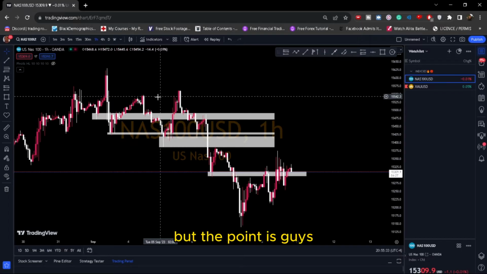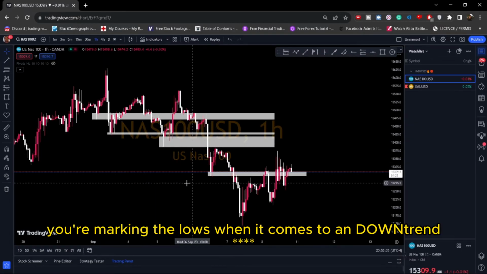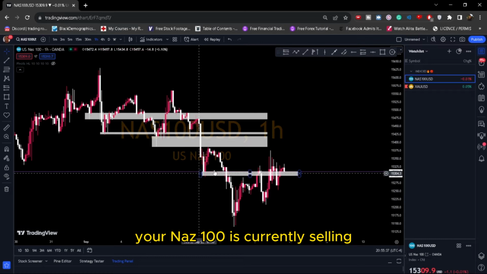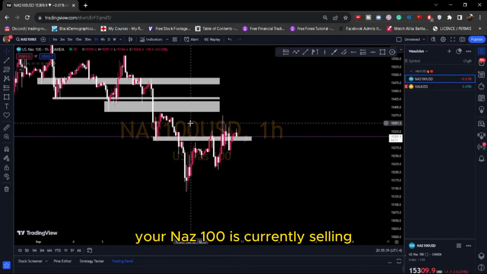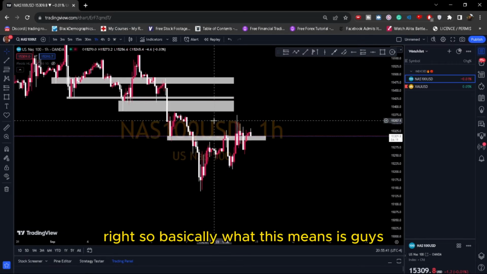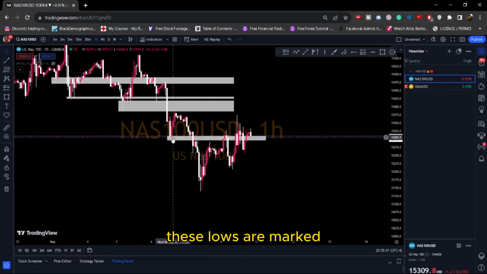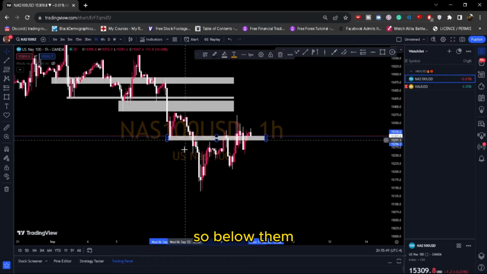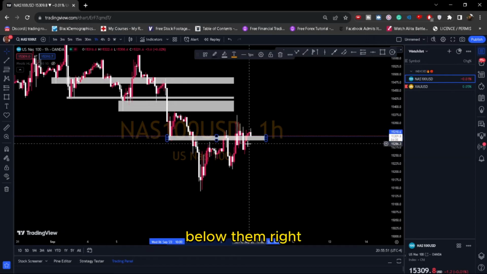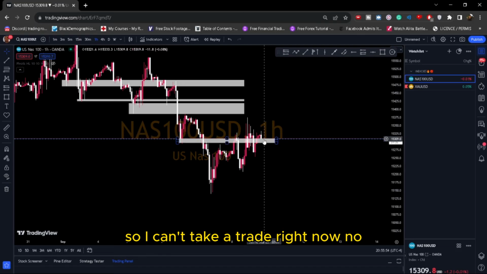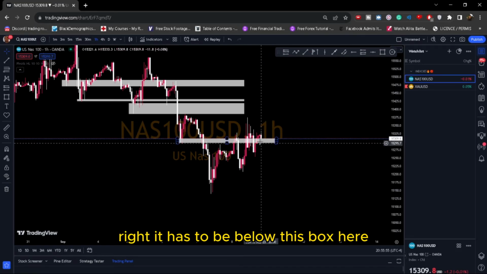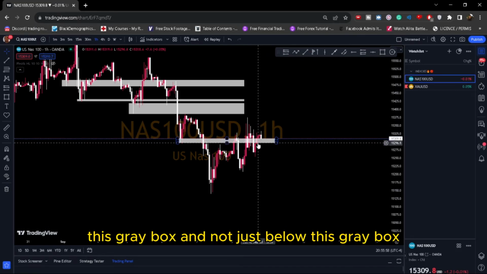But the point is guys, you're marking the lows when it comes to a downtrend, right? So in this case here, NAS 100 is currently selling, right? So basically what this means is guys, if I want to take my next sell, it has to be below these lows that are marked, these gray boxes. So below them, not above them, below them, right? So I can't take a trade right now, no, right? It has to be below this box here, this gray box.